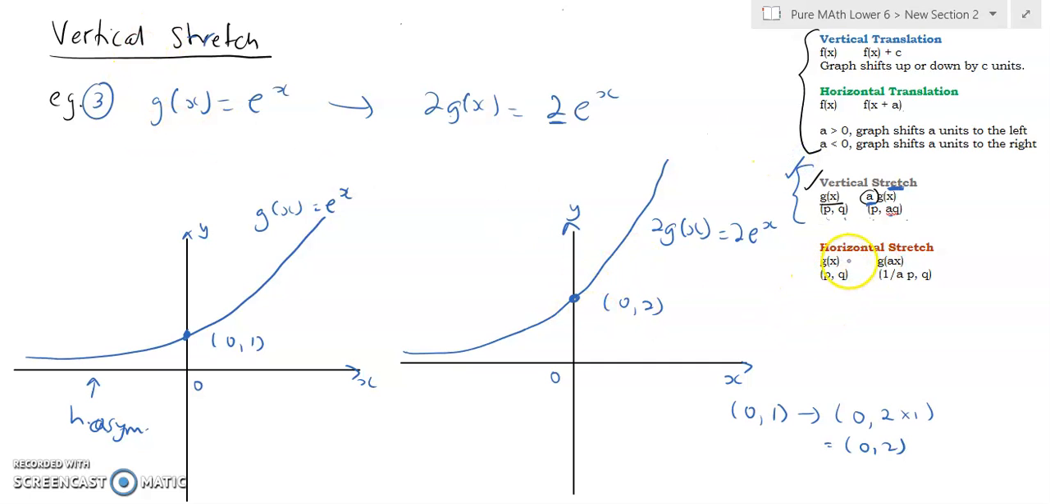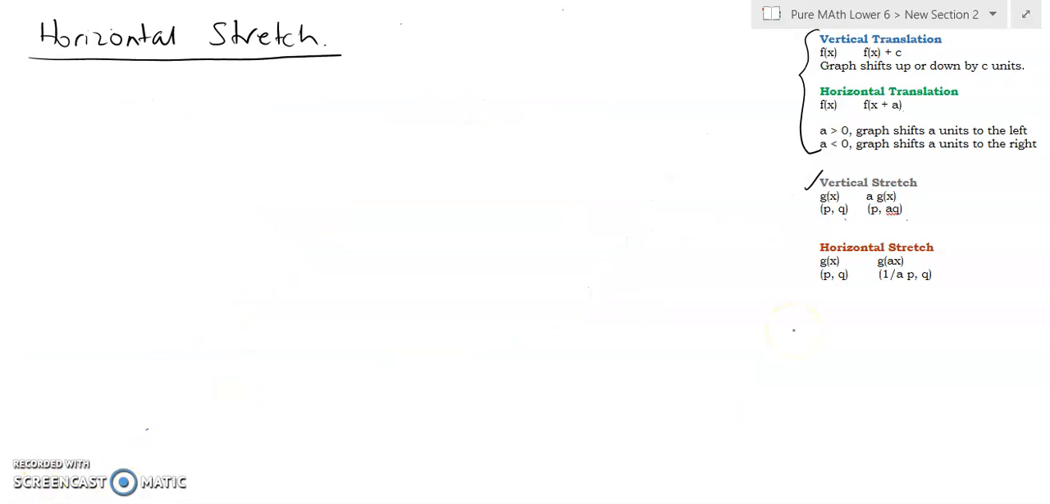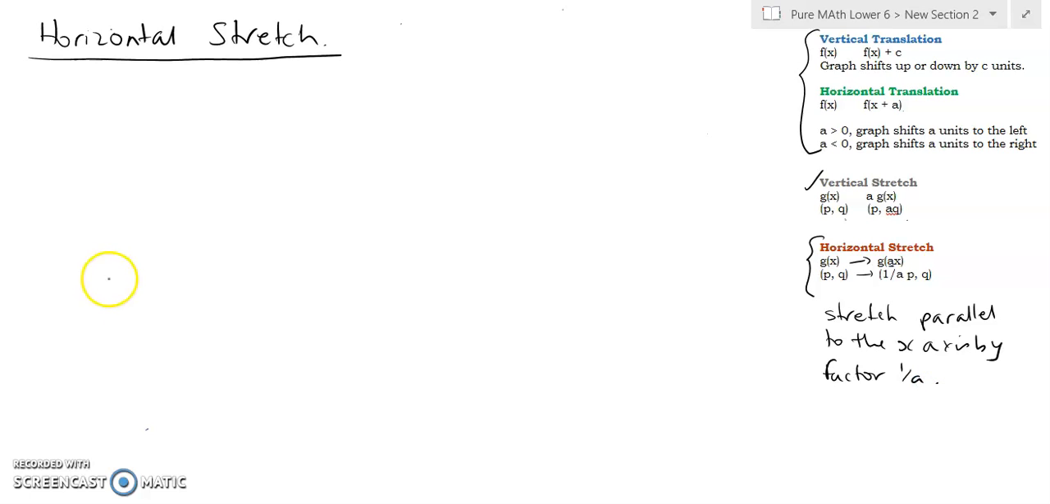Now I want to go through some examples for horizontal stretches. Look at the little note I have on the side here for horizontal stretches. It says if I have g of x and it now becomes g of ax, right? So my a now goes into the function of g. My points p, q will now become 1 on a times p, q, right? So this will correspond for all my points, right? Now, what also is missing here is a little note that says the graph is a stretch parallel to the x-axis by factor 1 on a. Right, so let me explain that by some examples.